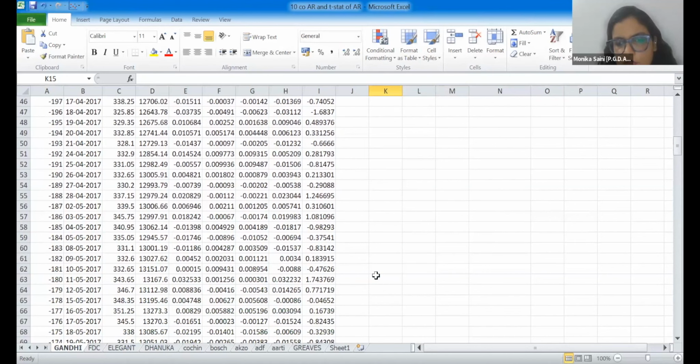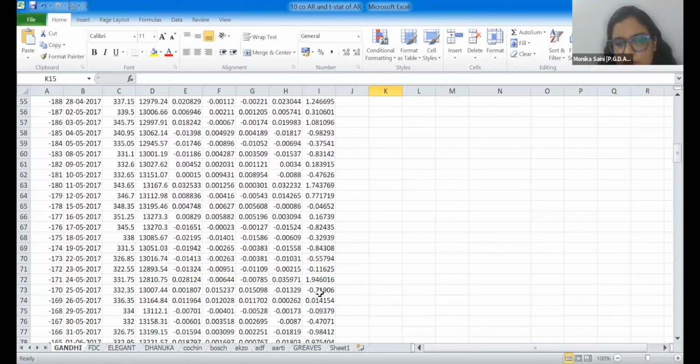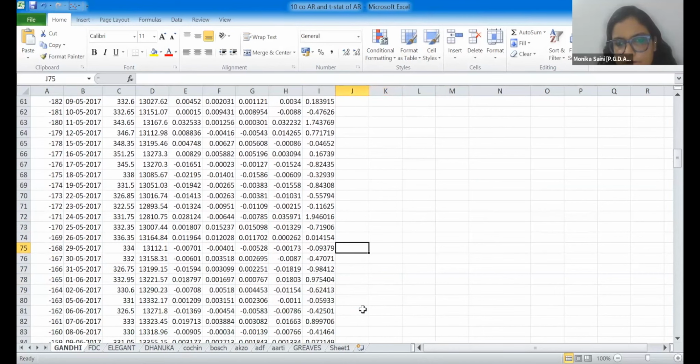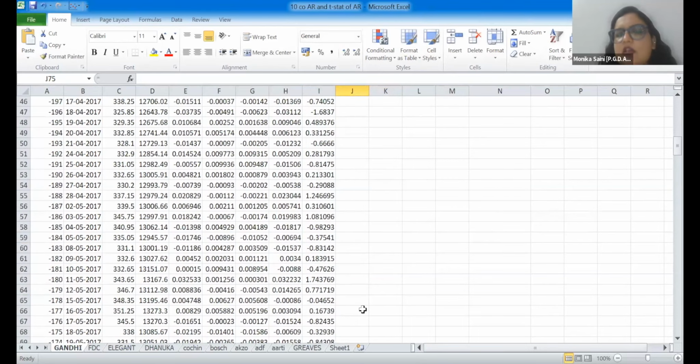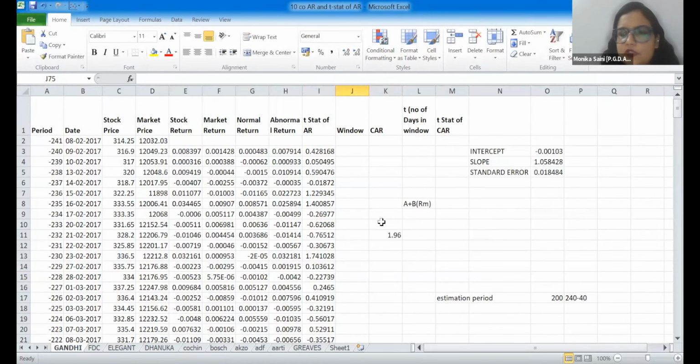all the values we can see are less than 1.96. This is also less than 1.96. So we will be comparing our T statistic value with the critical value of the T test, right? This is a rare case where we have to analyze only a single company, but in practice, we will be using more than one announcement.